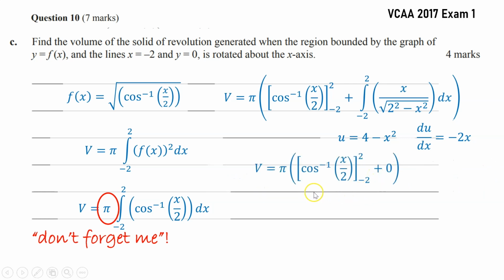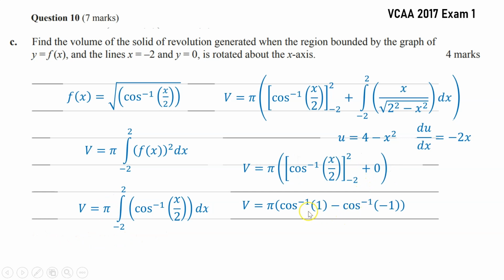So that's actually really good because we only then need to worry about that first term, which has already been integrated. We just need to sub in +2 and -2, and then inverse cos of 1 minus inverse cos of -1, we get our answer. So that was an example of a hard exam 1 question. I think the key takeaways are, don't forget the pi, sketch a graph so you can see the function, and just be careful with your positives and negatives.